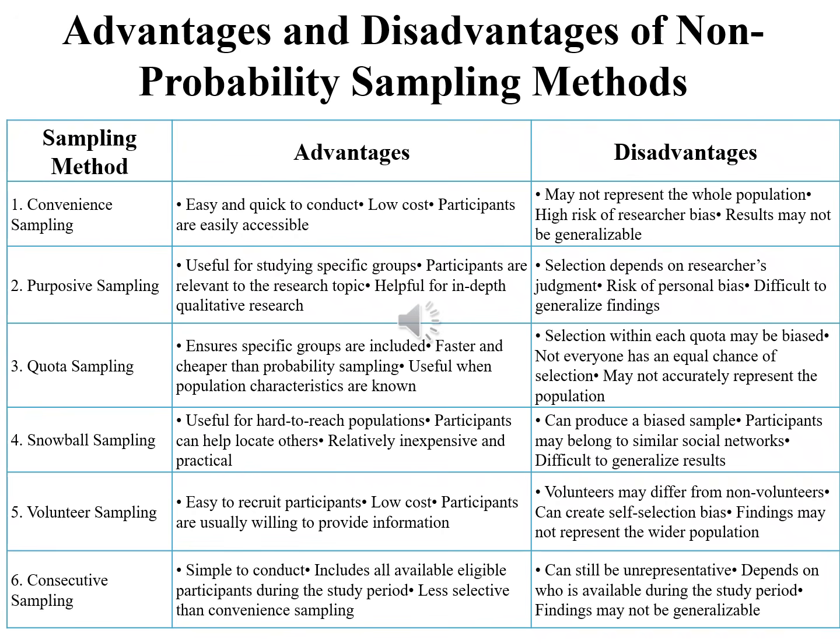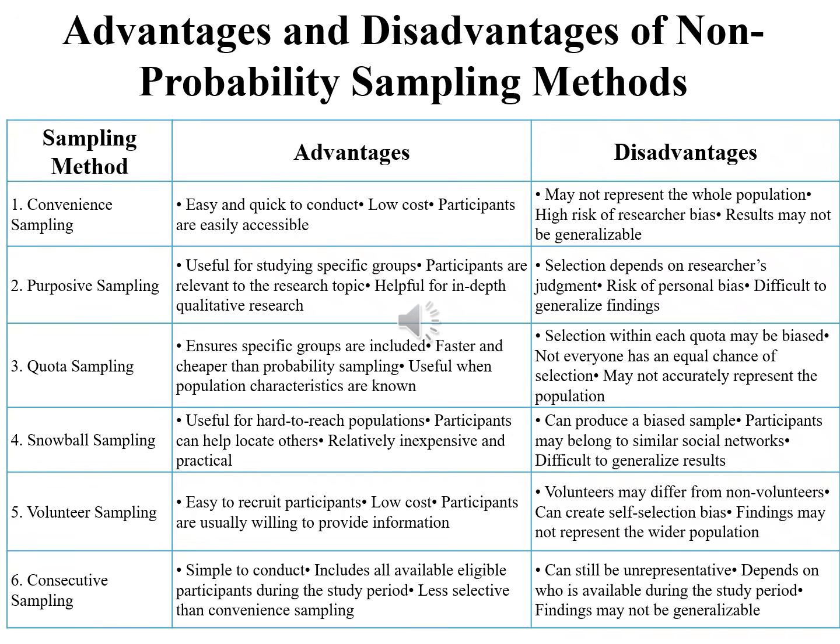Then we are having the disadvantages. Selection within each quota can still be biased. Everyone does not have an equal chance of selection. The sample may not perfectly represent the population.